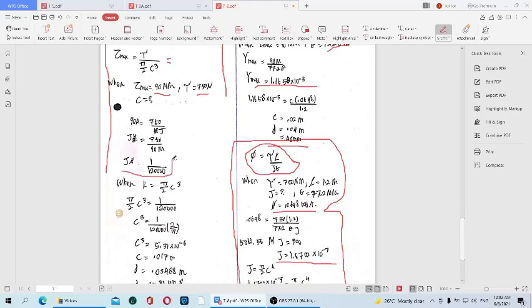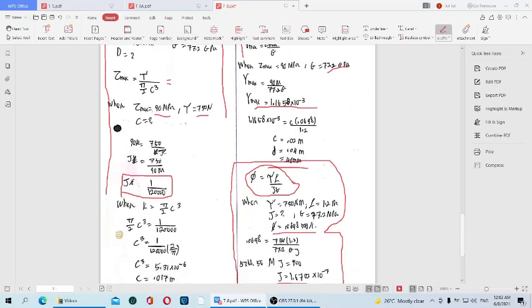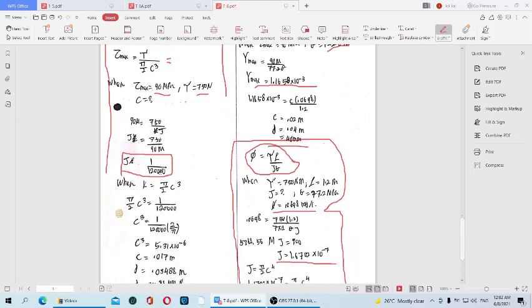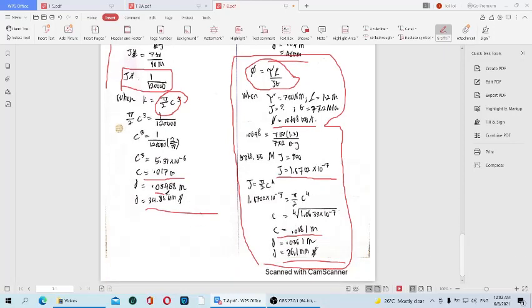I'm not directly finding the value of C, because there are a lot of numbers there, so I'm just solving for the value of J first. Then I convert the value of J into pi over 2 C to the power of 3. You transfer the value to the other side and you will get 0.017 meter. You multiply it by 2 because the question asks for the diameter, and you will get 34.88 millimeter.